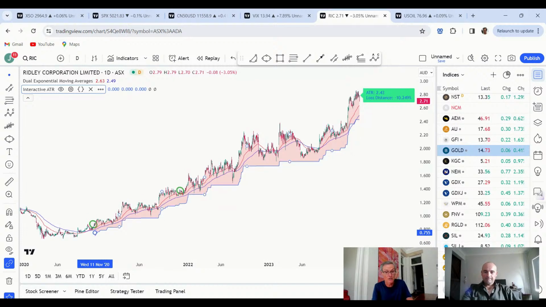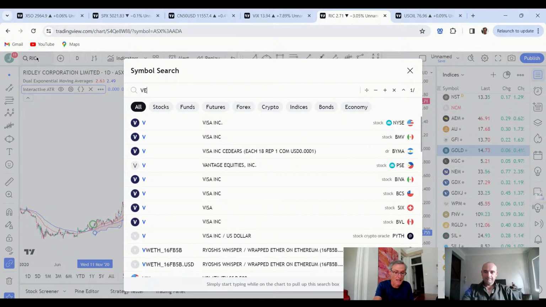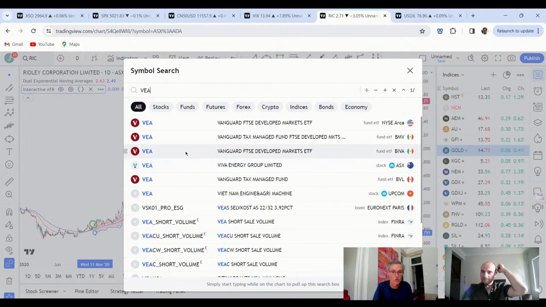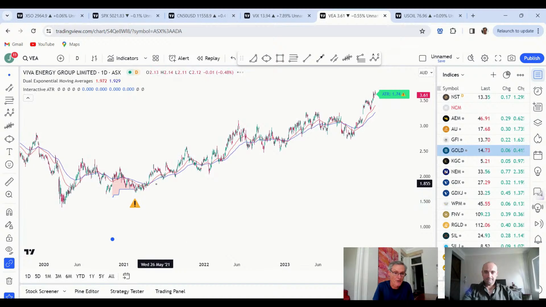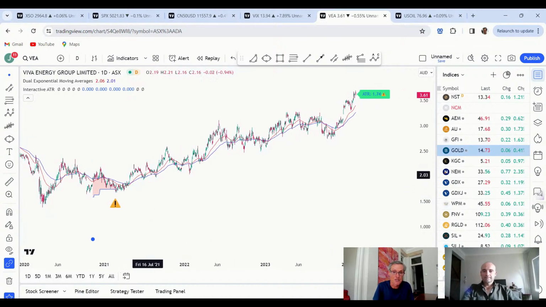I'm going to change stocks. Let's change stocks, and we'll use another example. This is another Motion Trader stock. It's a company called Viva Energy Group, VEA. Now I've just got to adjust where everything is. The Motion Trader entry point was back here in May 2021. And again, we've got this nice sweeping uptrend. It's up maybe about 80 or 90%. So it's a nice trend. It looks reasonably smooth when you just take a quick look at it.